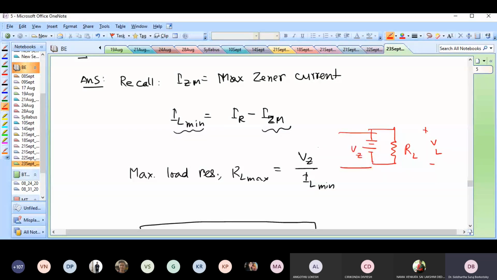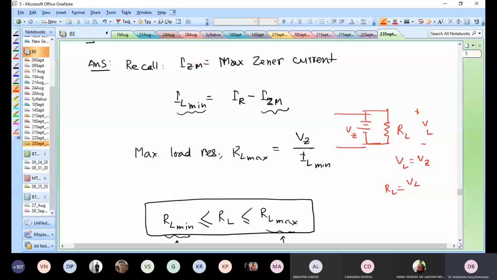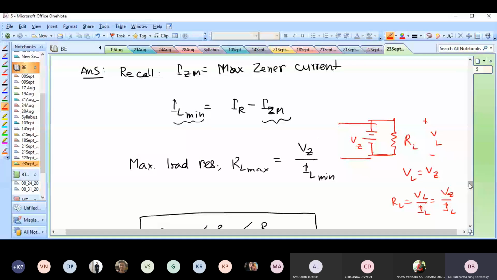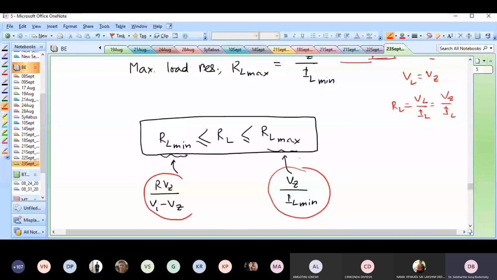So then there is this rest of the circuit. I know that VL is just VZ, right? So the load voltage is VL by I. But VL is just VZ. So if I make IL the minimum, so I put VZ over IL minimum, then I get the maximum possible value of the load. So the maximum possible value of the load is VZ by IL minimum. And the minimum value of the load has to be R VZ by VI minus VZ.